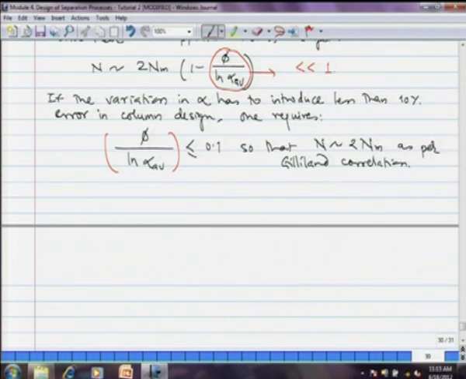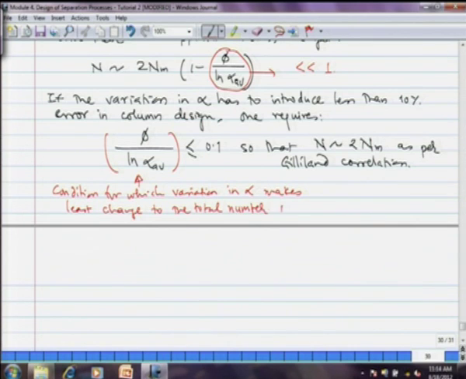So, this is the condition for which the variation in alpha makes least change to the total number of plates, as estimated with other methods like the FUG method. So, that completes the solution to the fourth problem.